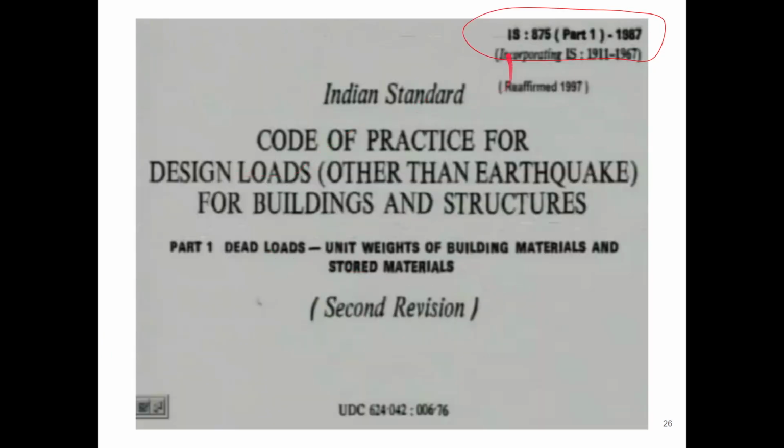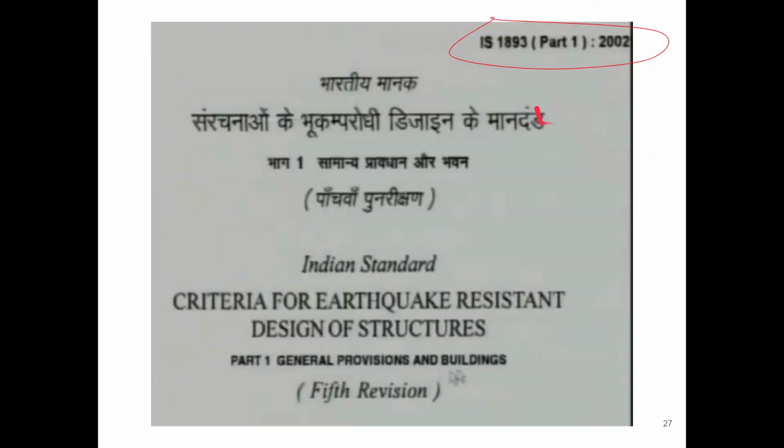Apart from that, we will be using IS 875 part 1. That is basically the code of practice for design loads, other than earthquake. This part 1 is basically the dead load, so we have to consider this code. Then there is IS 1893, which is a famous code in earthquake. This is the earthquake code. Part 1 is mainly for buildings, general provisions and buildings. So this is the criteria for earthquake resistant design of structures.